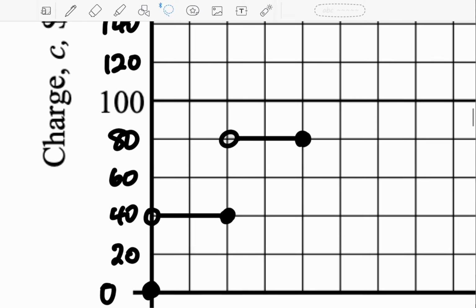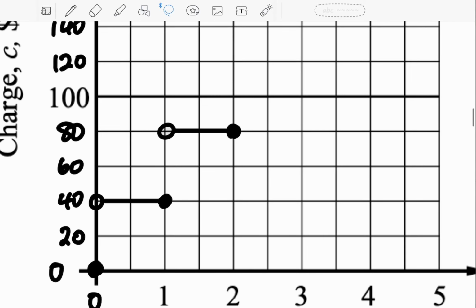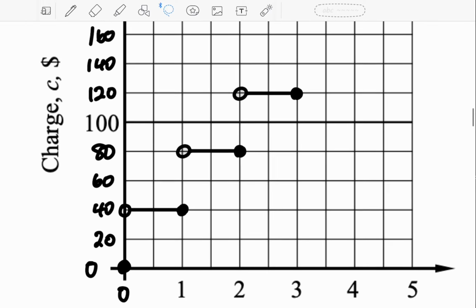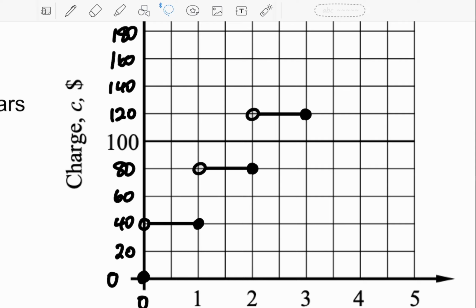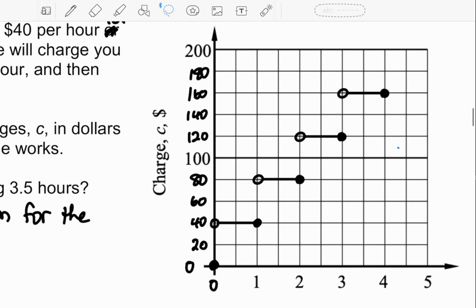All right. But then once we go a smidge over 2 hours, now we get another $40. So we're up to $120 until we hit the 3 hour mark. Once we go a smidge over 3 hours, now we're at $40 more, $160. And then once we hit a smidge over 4 hours, we're at the $200 mark. 5 hours of work, $200. Not too bad.